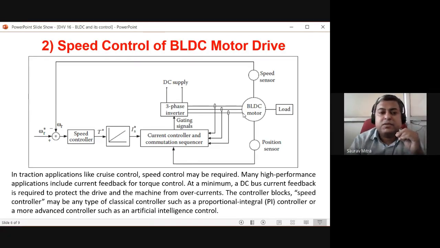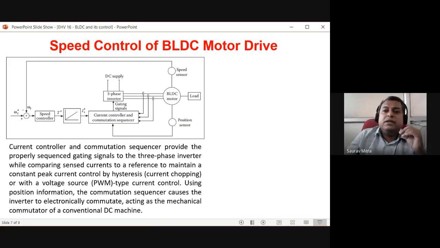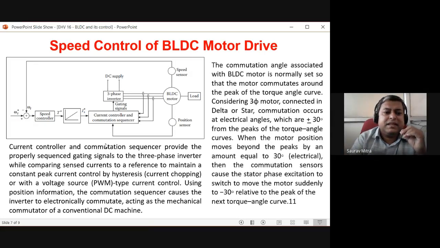These are the two block diagrams which might be asked in your exam. Here also the same thing is said: the current controller and commutation sequencer, which is the brain, provides the properly sequenced gating signals to the three-phase inverter, while comparing sensed currents to a reference to maintain a constant peak current control by hysteresis current chopping, or with a voltage source PWM type control. So how to control this BLDC? It can be either a chopper kind of thing, or a PWM kind of thing. What exactly happens in case of PWM, we have seen in the last lecture. Whatever AC waveforms are given, they are compared with a triangular waveform.